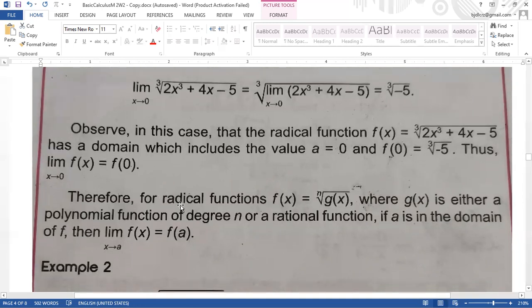So therefore, for radical functions, f of x is equal to the nth root of g of x, where g of x is either a polynomial function of degree n or a rational function. If a is in the domain of f, then the limit of f of x as x approaches a is equal to f of a.